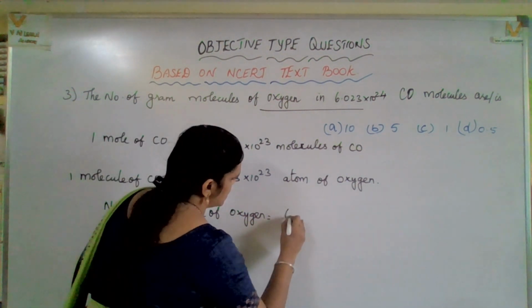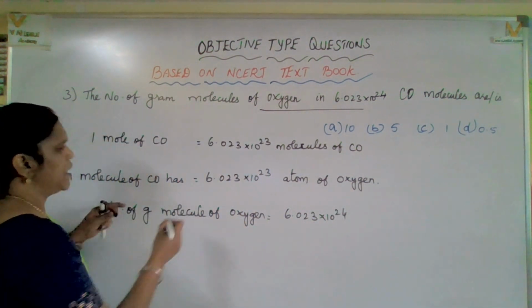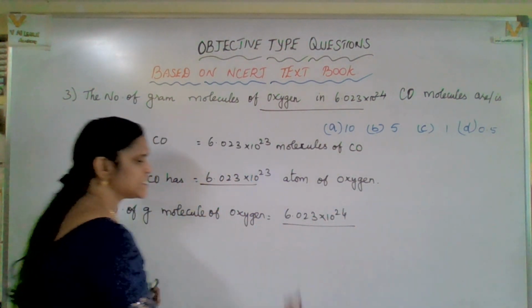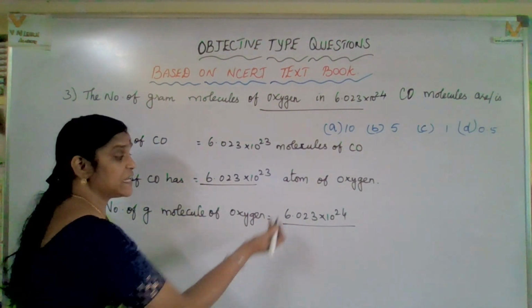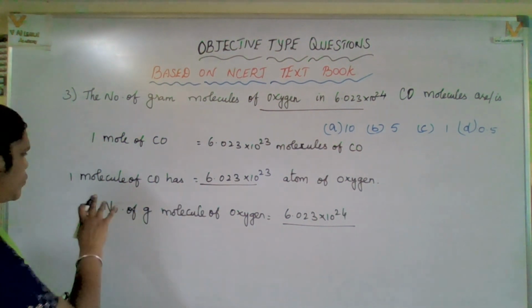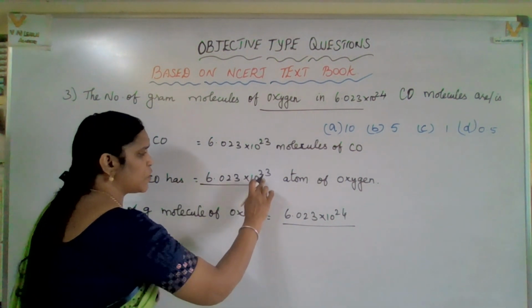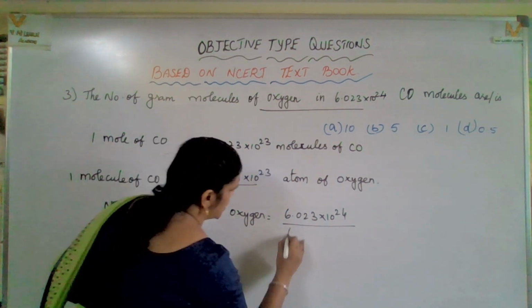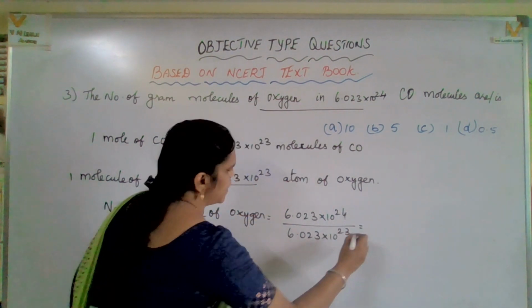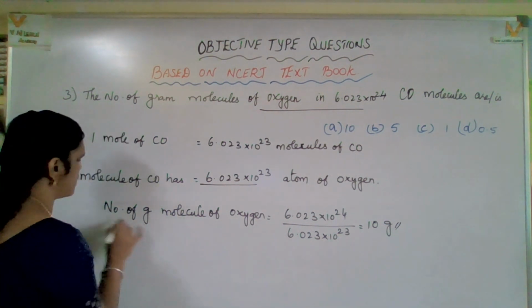How much? 6.023 into 10 to the power of 24. Normally here what it is? 6.023 into 10 to the power of 23. So given mass by molecular mass, in that way we can consider this is a given point which is there in that sum. Now already you knew this one molecule of carbon monoxide has how much? 6.023 into 10 to the power of 23 atoms of oxygen. So let us keep here 6.023 into 10 to the power of 23. So you will get what it is, gram. 10 grams only because here they mentioned a gram, right?